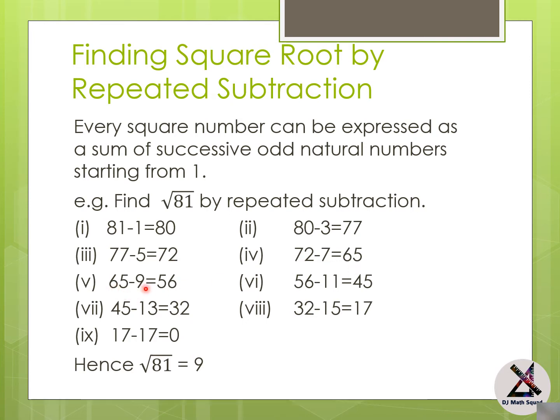The next odd number is 9. 65 minus 9 is 56. Next odd number is 11, so 56 minus 11 is 45. Then the next odd number is 13, so 45 minus 13 is 32. The next odd number is 15, so 32 minus 15 is 17. Then the next odd number is 17 and hence 17 minus 17 is 0. And here we see how many steps we have taken. We have taken 9 steps. That's why the square root of 81 is 9.